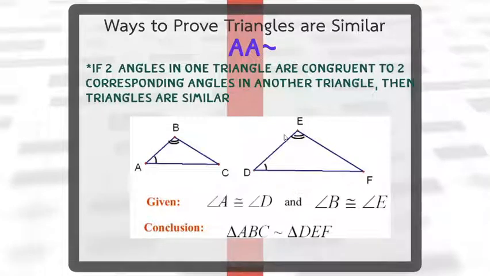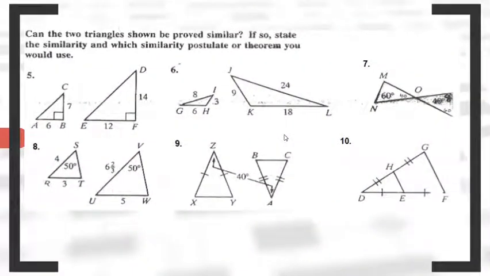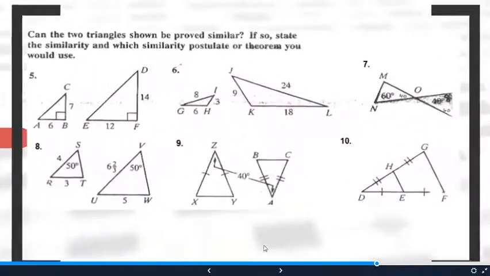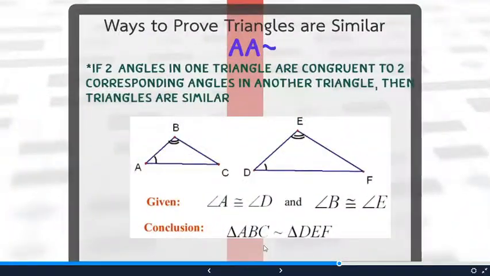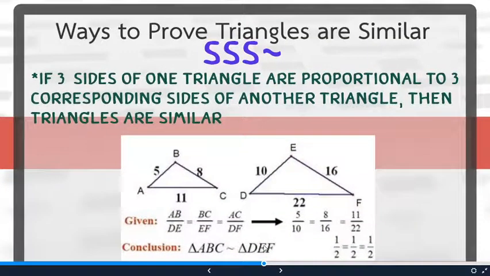So this is like a super shortcut, which is pretty cool. Okay, so in examples 5 through 10, we're going to determine if the two triangles can be proven as similar, and if so, we'll state the similarity. So we're going to write a lovely similarity statement like down here. Remember that little tilde means similar. Okay, so we're going to write something like this. Also we're going to state the postulate or theorem we used to show they're similar, either by AA similarity, SAS similarity, or SSS similarity.